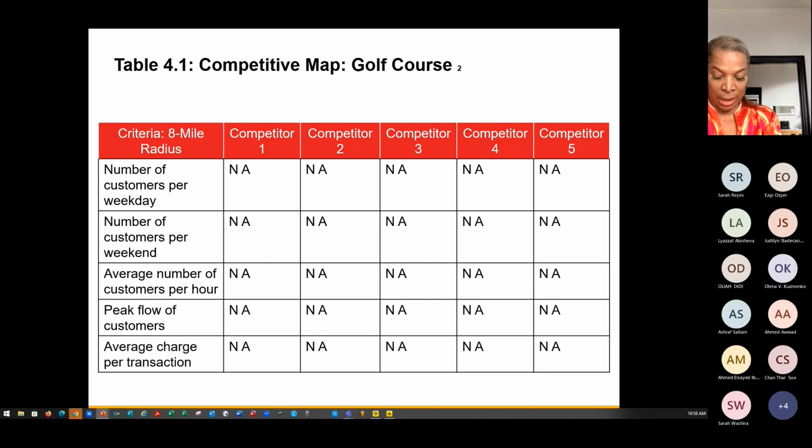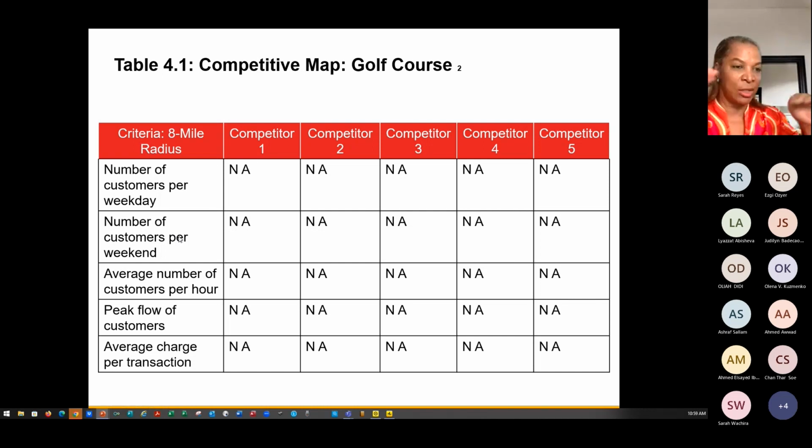Sometimes you can call and, if you're a student, what I found out, if you're a student, you can get a lot of information from people. I'm a student, I'm in an MBA program. I want to find out how many customers you get per weekday. They're happy to answer it because they know you're not a competition. You're a student. Number of customers per weekend.